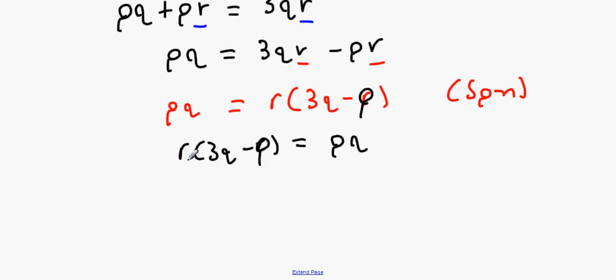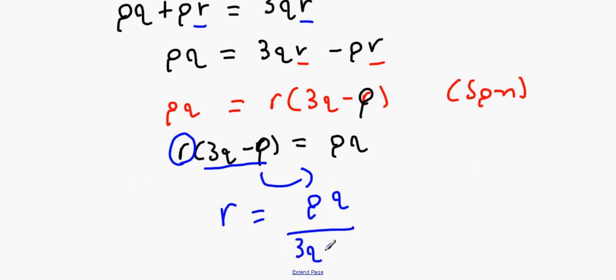You want R on its own, okay? So when you want R on its own, R is being multiplied by 3Q minus P, which means when 3Q minus P goes over the other side, it's going to be division. So the answer is going to be PQ divided by 3Q minus P. And that is R on its own.